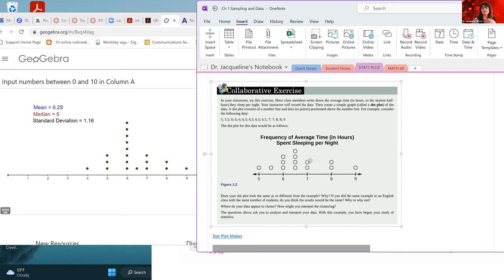So, I could make a strong case that these two graphs are very similar. They both peak around six.